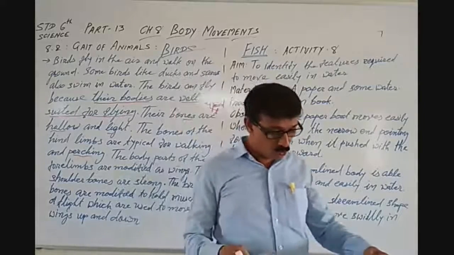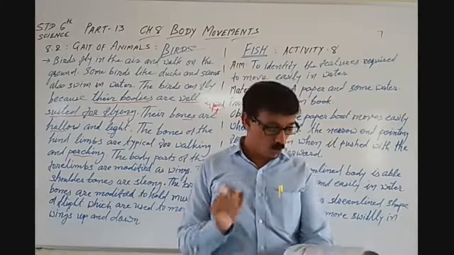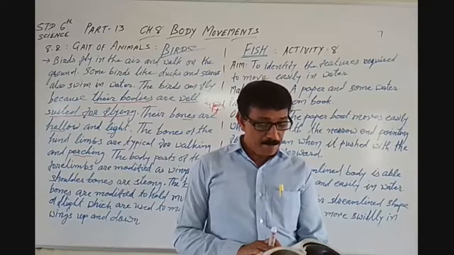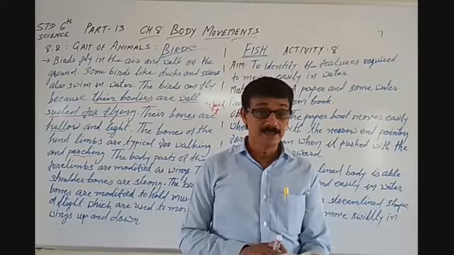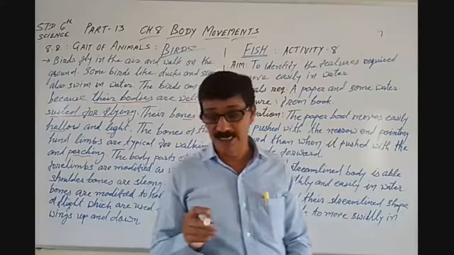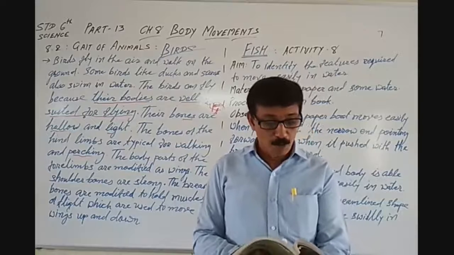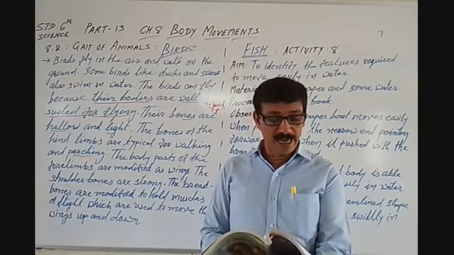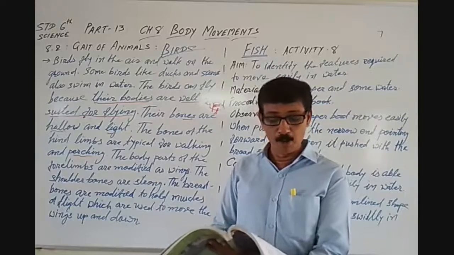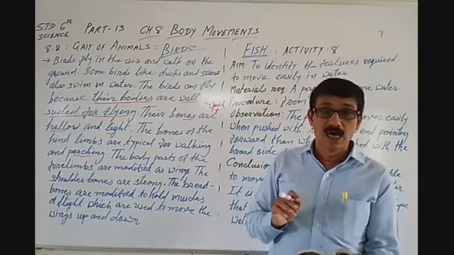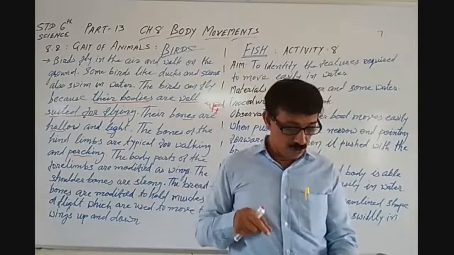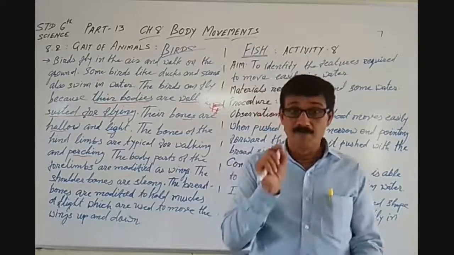Now look into the textbook on page number 74. Make a paper boat. You know very well how to make a paper boat. Put it in water and push it with one narrow end pointing forward. Now what do you have to do? You will have to put it in the water.